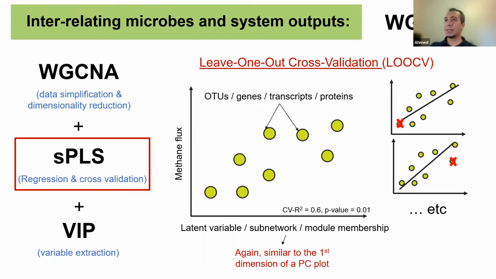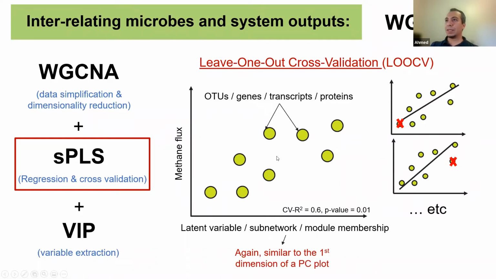So back to this analysis, it's regression, right? You have here the x-axis and the y-axis. The x-axis here is what they call the latent variables, which summarize the different OTUs or genes in your subnetwork, a first ordination type of laying out your abundances of these taxa. And you are regressing that against your system output, right?